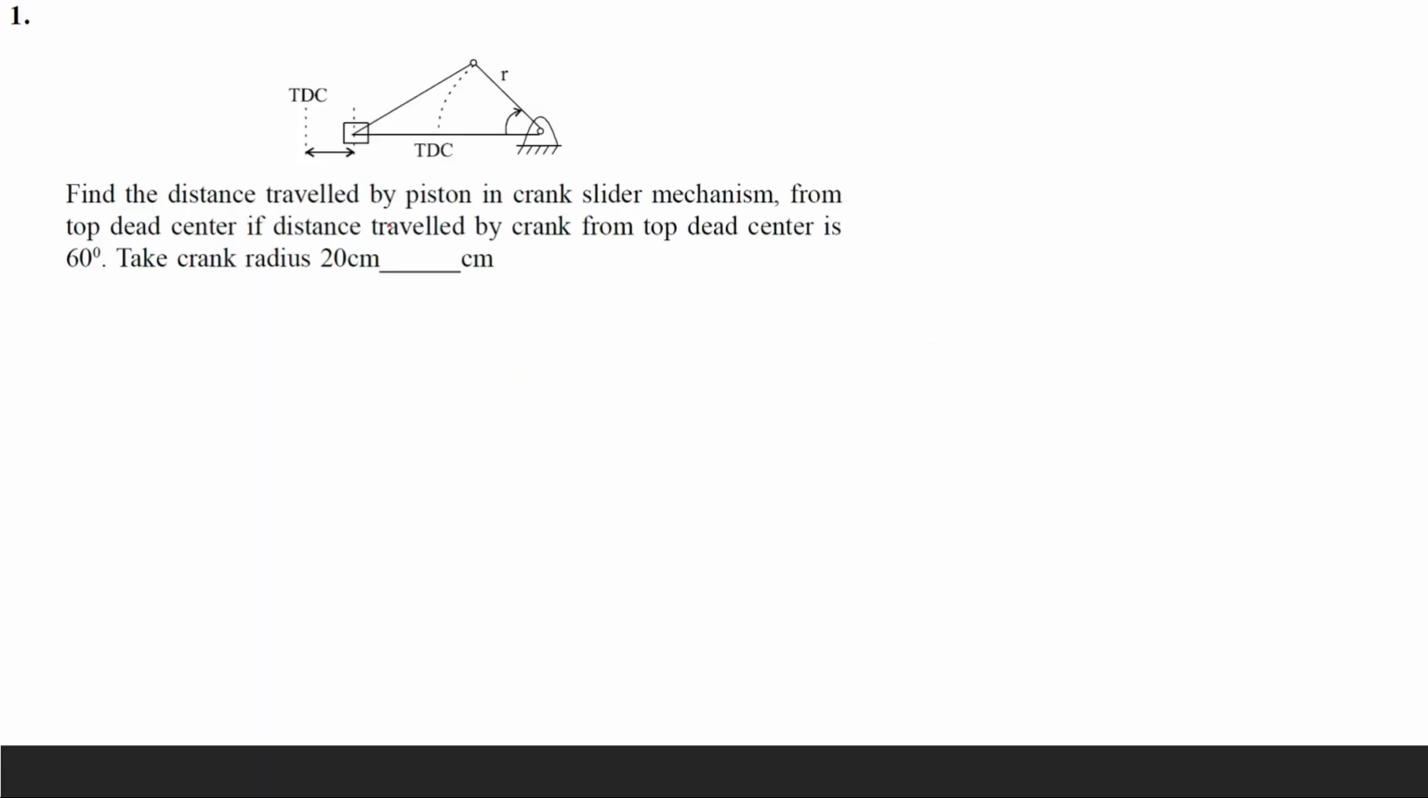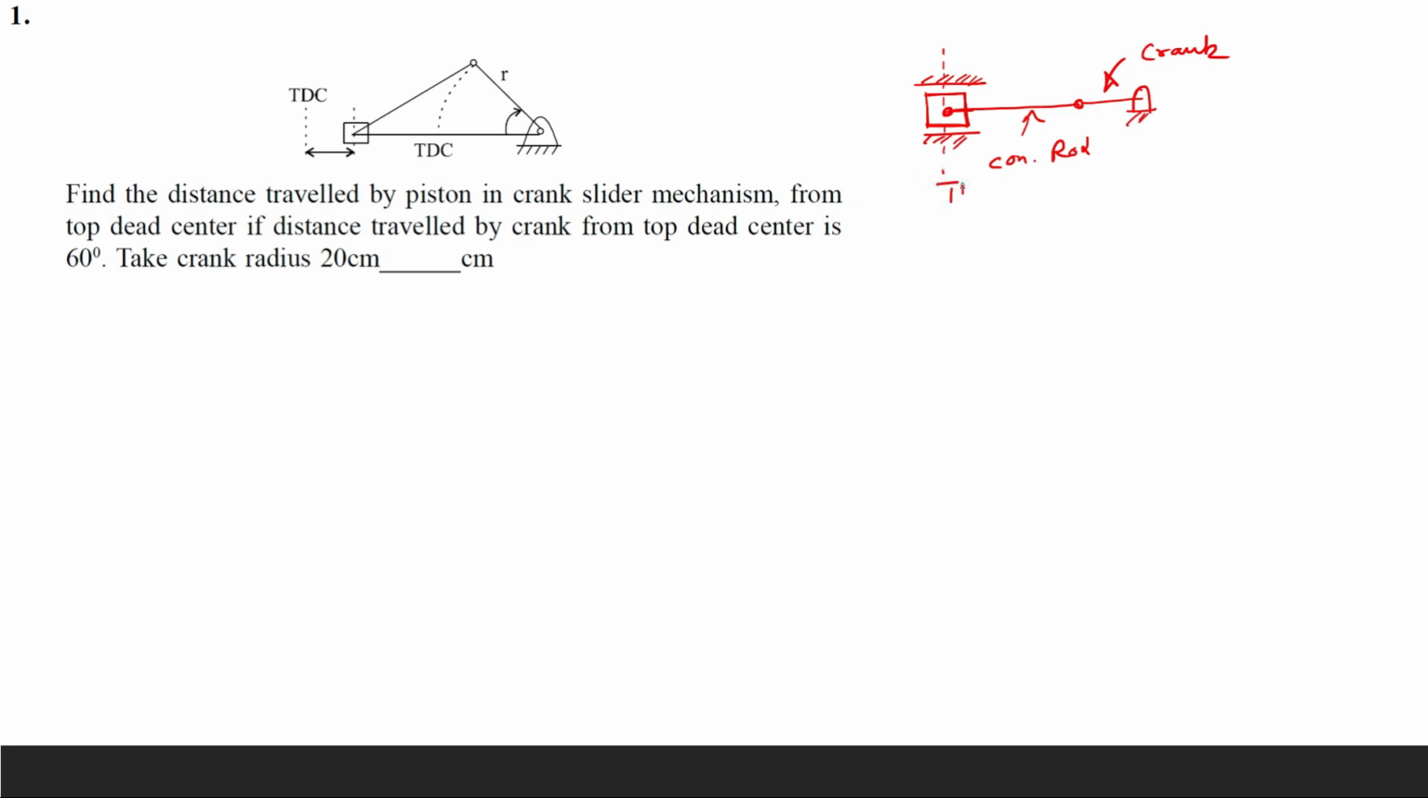So the first question is: find the distance traveled by the piston in the crank slider mechanism from top dead center. So this is the top dead center, when the piston is at this position and the crank and connecting rod are like this. Okay, it is called top dead center. This is the connecting rod or con rod, and this is the crank.